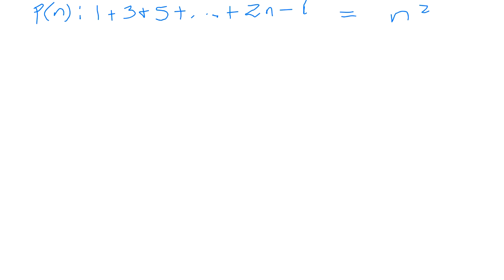Anyway, so let's check it for P of 1. For P of 1, we have 1 on the left side as the first integer. On the right side, we have 1 squared, beg pardon. That does make them equal, 1 equals 1. So it's true for n equals 1.